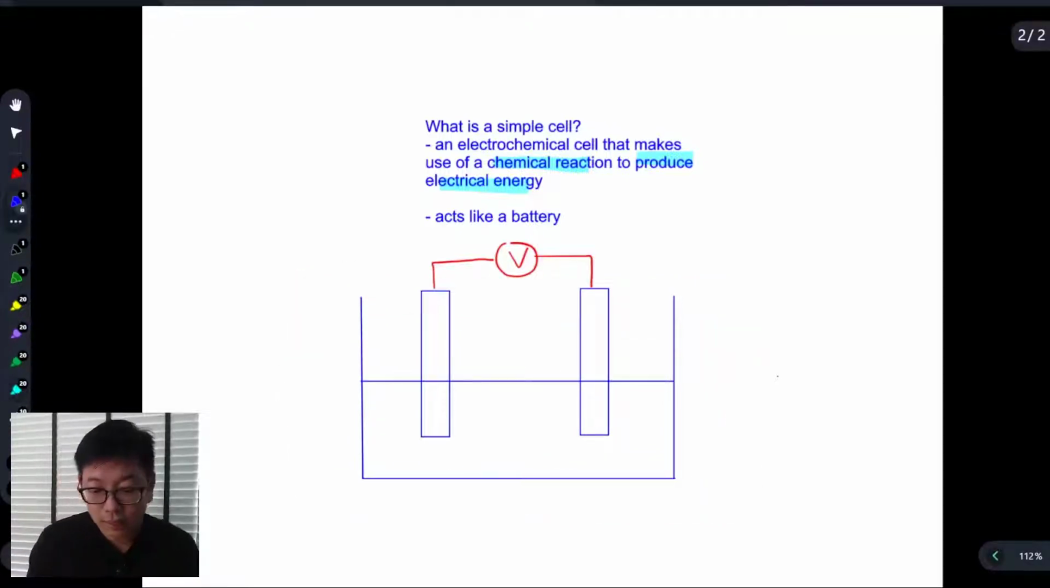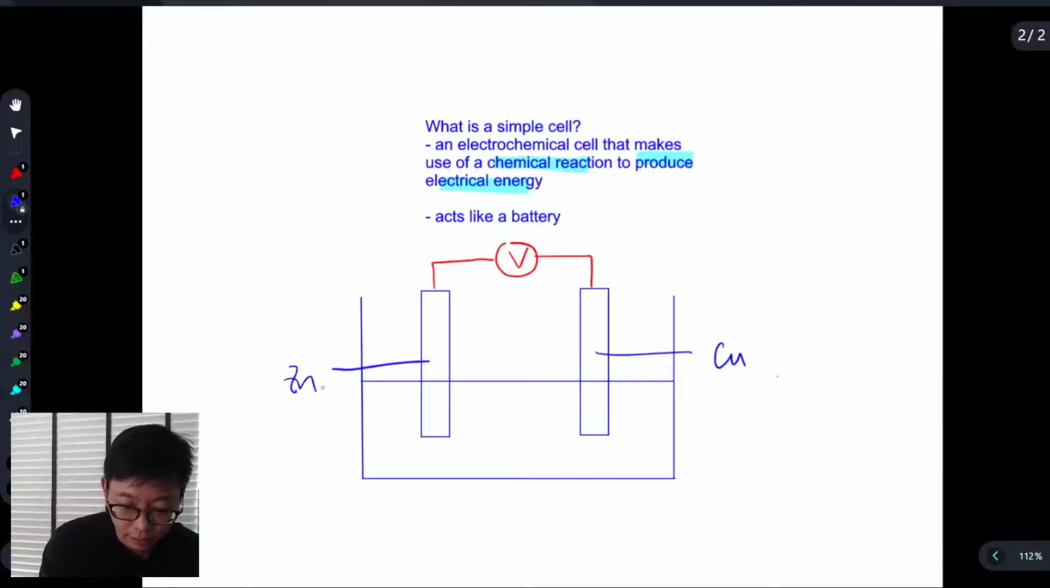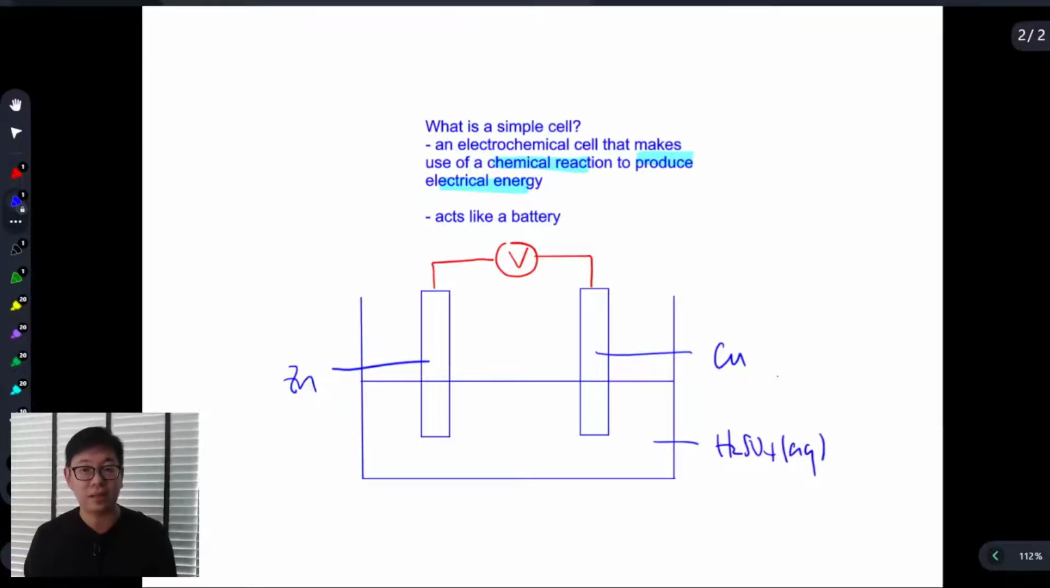Now I'm going to label. The most common setup we will see is copper and zinc. And we will use an electrolyte. In this case, I'm going to use sulfuric acid. You can use any other electrolyte, sodium chloride, copper sulfate, it doesn't matter, as long as it conducts electricity, you're fine.